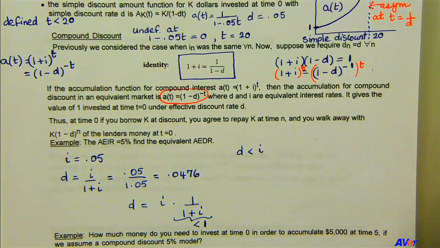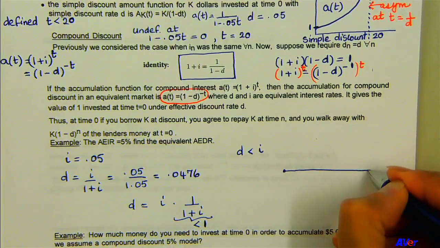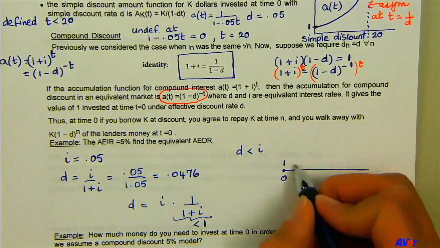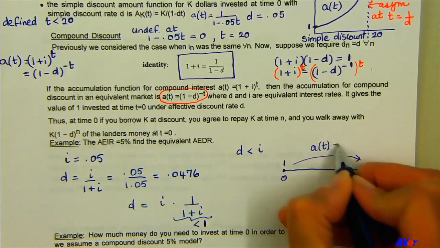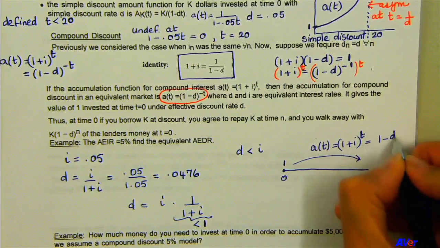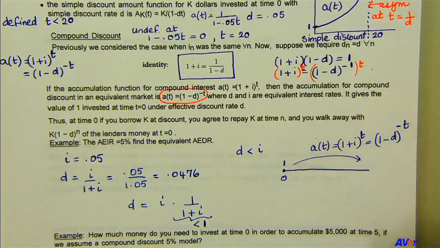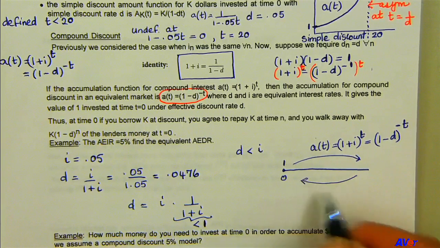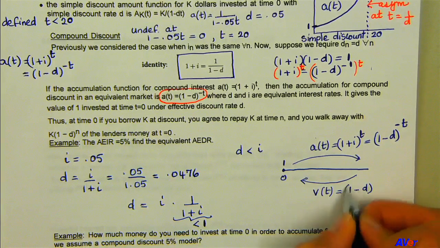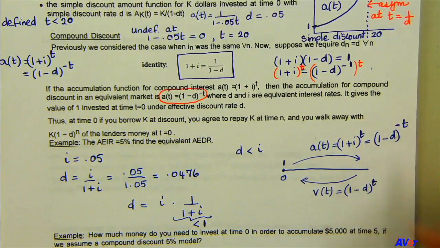So I suppose I should write some rules here, right? Let's put it down here that if you start at 1, at time 0, the a of t is equal to (1 plus i) to the t, which is equal to (1 minus d) to the minus t. Finished. And therefore v of t is equal to (1 minus d) to the t, because it's the reciprocal of the a function. Get it? Let's do the next example.